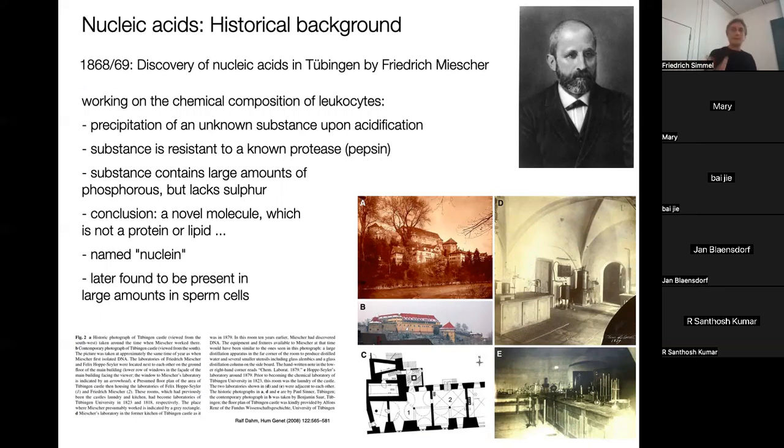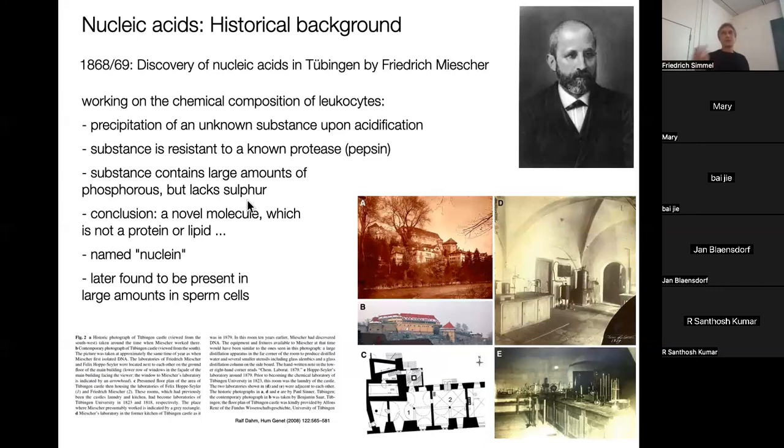And he checked these things for their chemical properties. At this time, it was known that there's a protease, pepsin, that degrades proteins. He found that there is material left after treatment with protease. So that indicated it's not a protein. And he made other types of investigations, and in the end, it was clear that there was a lot of phosphorus in this material, which is untypical for proteins. Of course, you can have phosphorylation in proteins, but it's not a major part. And it doesn't have sulfur. Sulfur is a major part of proteins. So therefore, it was clear that this must be something very different from proteins.